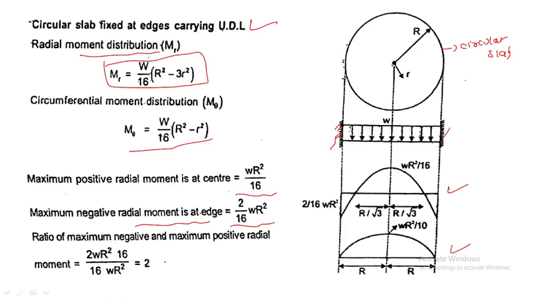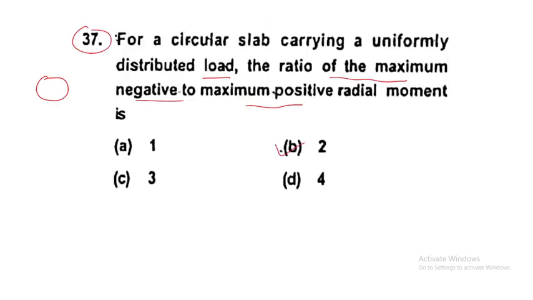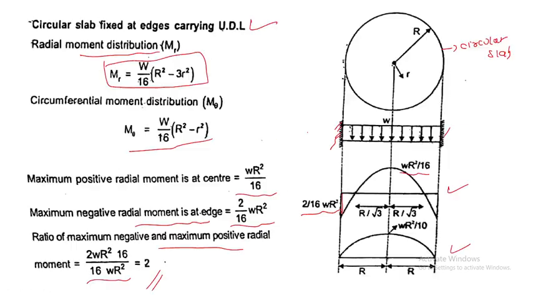You can see in the sketches here. This is 2WR square by 16 and this is WR square by 16. Ratio of maximum negative and maximum positive radial moment is 2WR square by 16 divided by WR square by 16, that is 2. Okay, so 2 is the answer for the given question. You have to remember first of all the concept and these formulas, right? These formulas you have to remember.